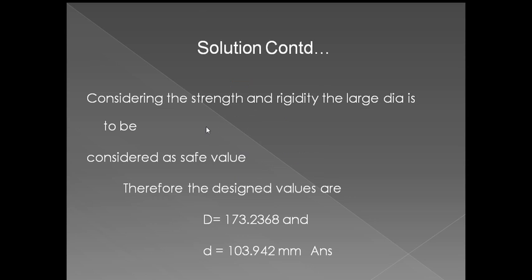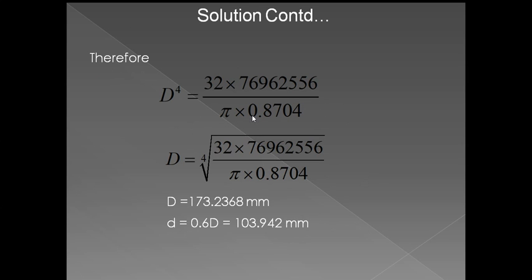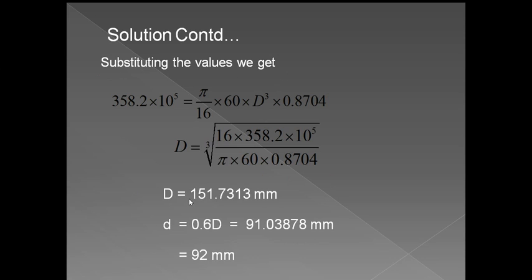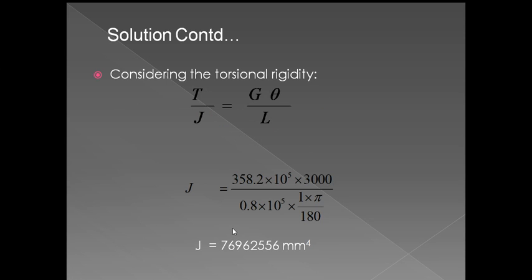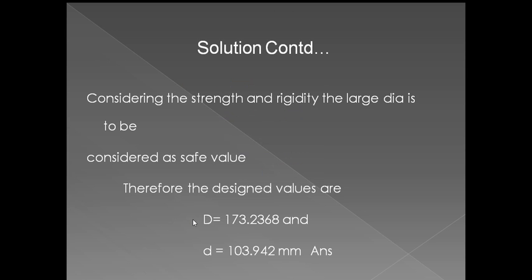So in this case, which is the maximum one? Considering torsional rigidity, we get the D value as 173 and small d value as 103, whereas in strength it is 151 and 92. So the values from rigidity are larger. That is why we have taken the D value as 173 and small d as 103 mm.